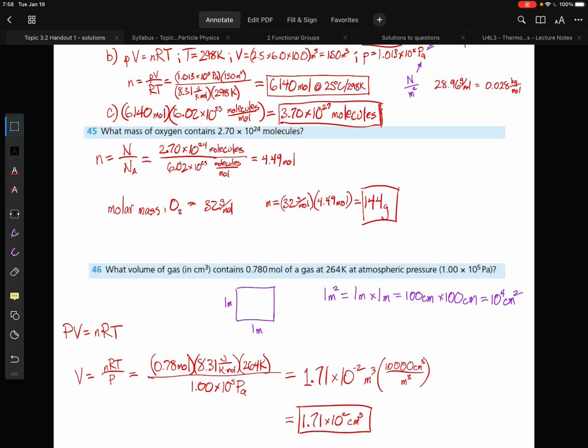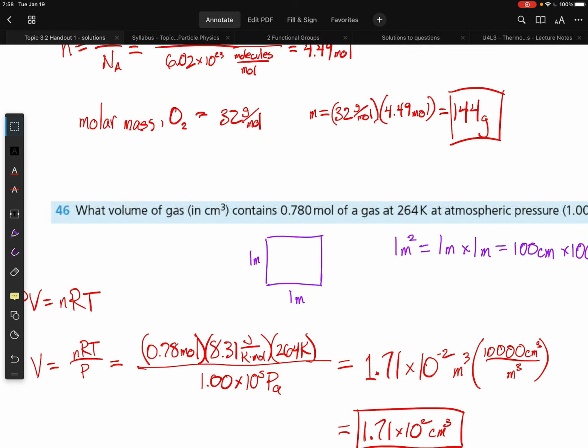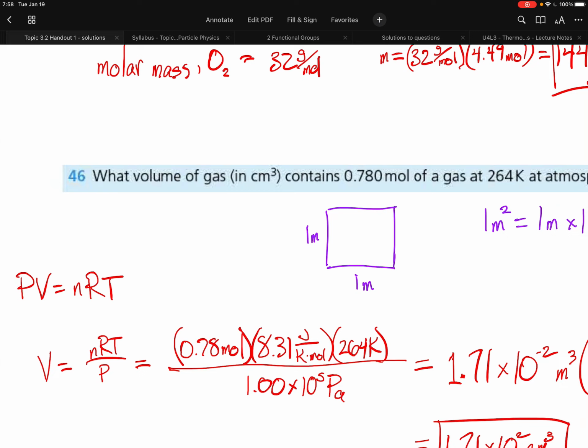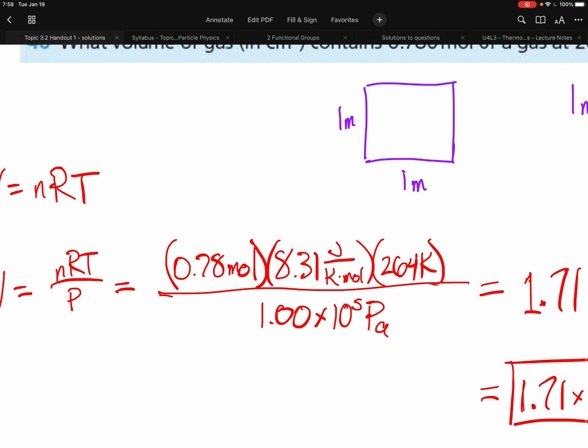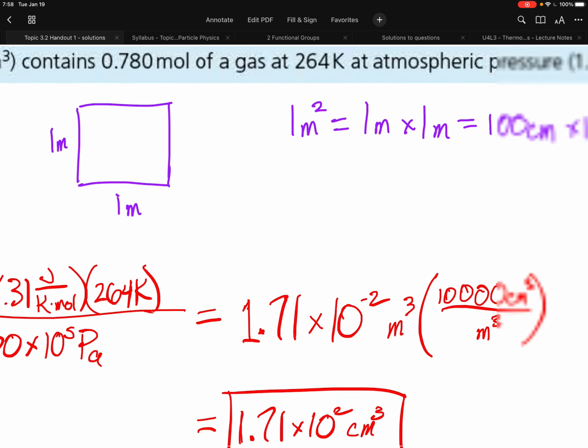Okay, so here we are going to use first our equation of state, or an ideal gas. There it is. Volume is equal to N times R times T, this, of course, is number of moles times the gas constant times temperature divided by pressure. Okay, so we plug all these values in, and we get 1.71 times 10 to the negative 2 meters cubed.